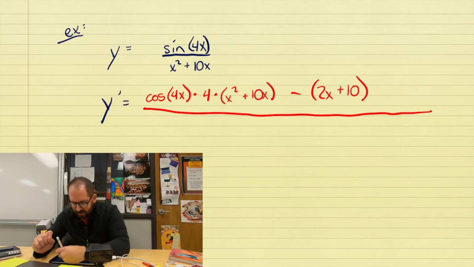All right, so we drop the power up front. Did that, so we got the 10. Now we take it times the top, which is sine of 4x. And then this is all over the bottom squared.